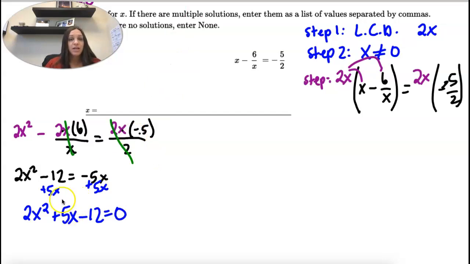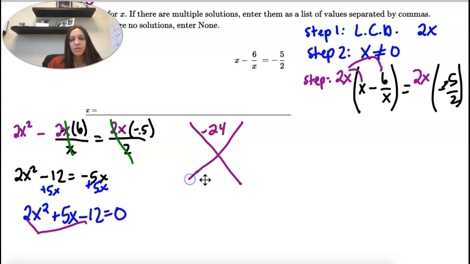So this is a quadratic. We have an x squared, and then an x, and then a number. So to solve this, we have to factor it. So I need to multiply 2 times negative 12, so negative 24. So two numbers that multiply to negative 24 and add to positive 5.